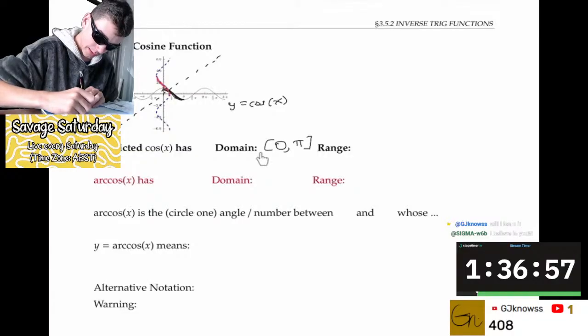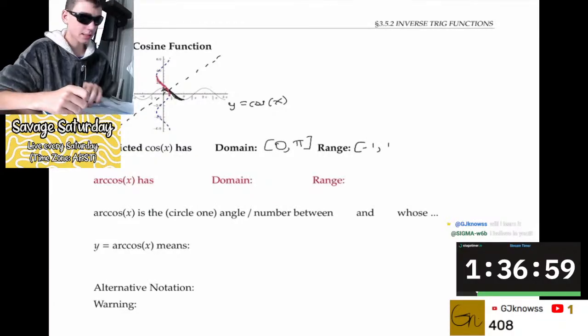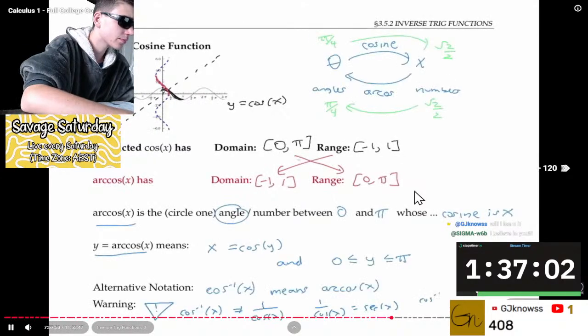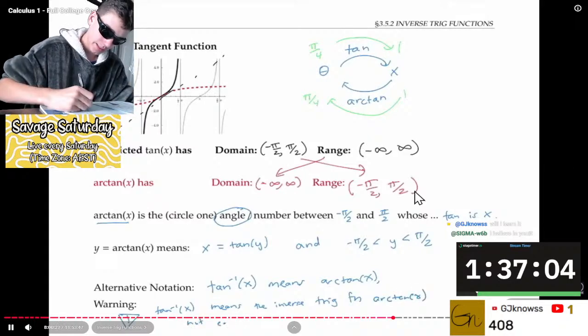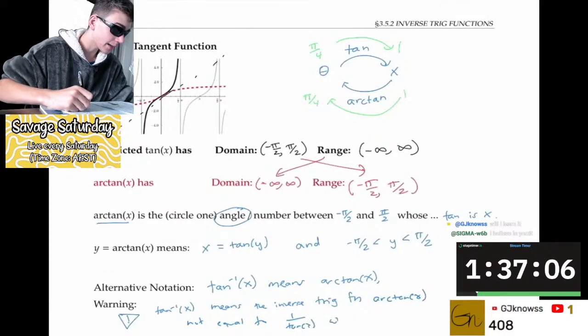Our restricted cosine has domain from 0 to pi and range from negative 1 to 1. The inverse tangent works similarly, and it's not equal to 1 over tan of x, which is called cotangent of x.